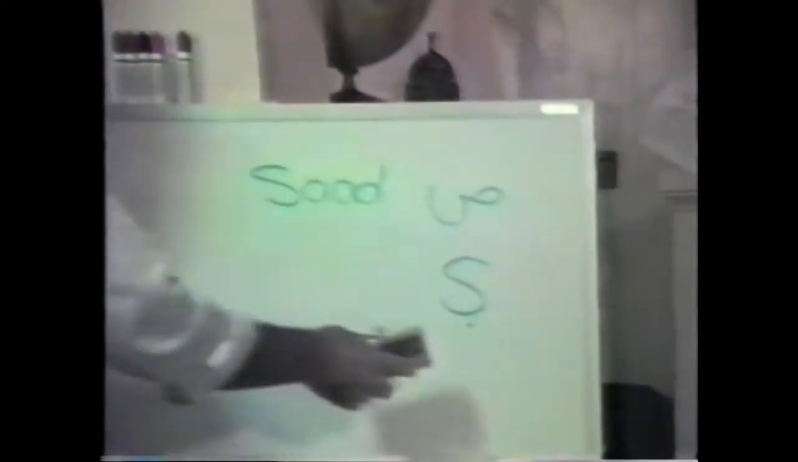So the English equivalent looks like this. It's just a letter S with a dot underneath it. The next letter looks exactly the same, except it has a dot on top of it. And this makes it Dad. This is a heavy D.